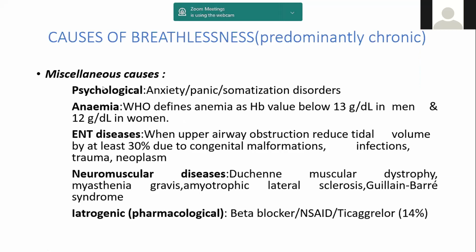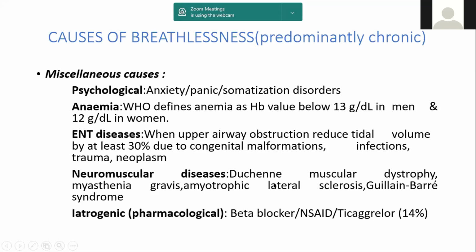And there are some upper airway conditions which are dealt with by the ENT doctors, such as upper airway obstruction. If the tidal volume is reduced by 30%, it definitely causes symptoms. The underlying etiology may be congenital malformation, infection, trauma, neoplasm, and foreign body as well. In young children, foreign body impaction of the upper airway can give rise to shortness of breath.